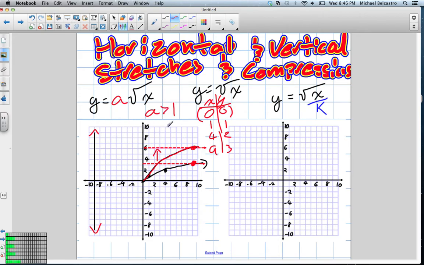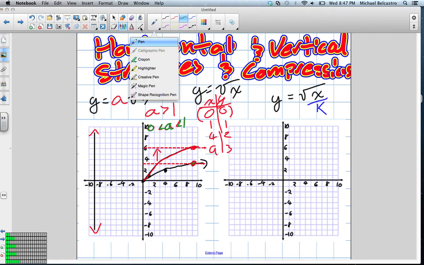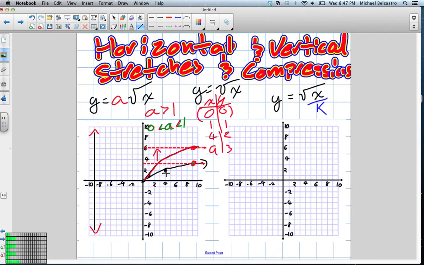When the A value is less than 1 but greater than 0, because negative makes it flip, so we can talk about negative after. We'll do this in green, actually. When it's between 0 and 1, it's actually a compression. So imagine we start here, and our line goes like this. We have that same shape, but it's lower down now. It's been vertically compressed. That's the idea with a vertical stretch and compression. You're grabbing something, pulling it up like an elastic, or squishing it down. Does that make sense?